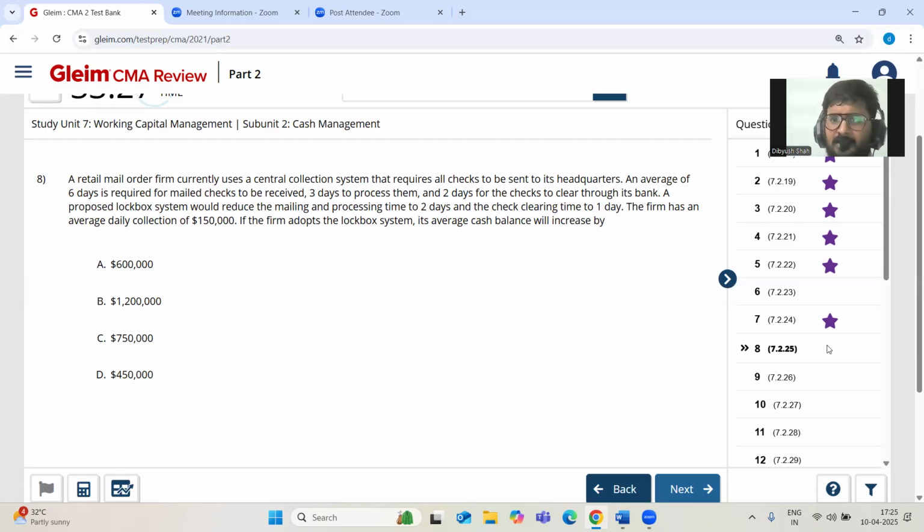A proposed lockbox system would reduce the mailing and processing time to 2 days. So mail and process, 6 plus 3, will be reduced to 2 days, and check clearing time to 1 day. So in total it will become 2 plus 1, 3 days. My average 8 days will be saved. So how much will my average cash balance increase by?